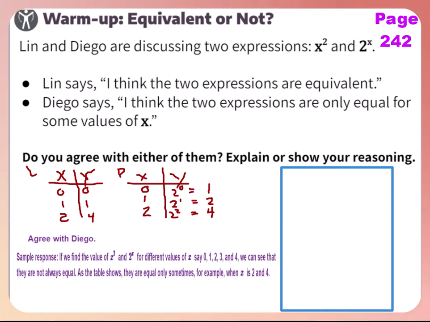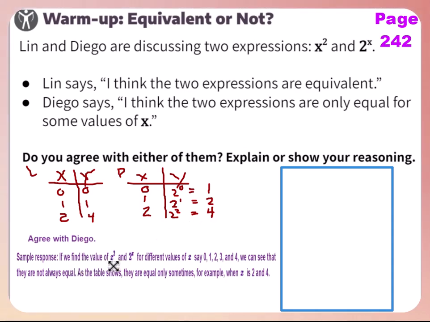Okay, so let's look at those amounts. We can go, let's see, even one more. 3 times 3 is 9, and 3 squared is 9, and then 2 to the third power is 8.